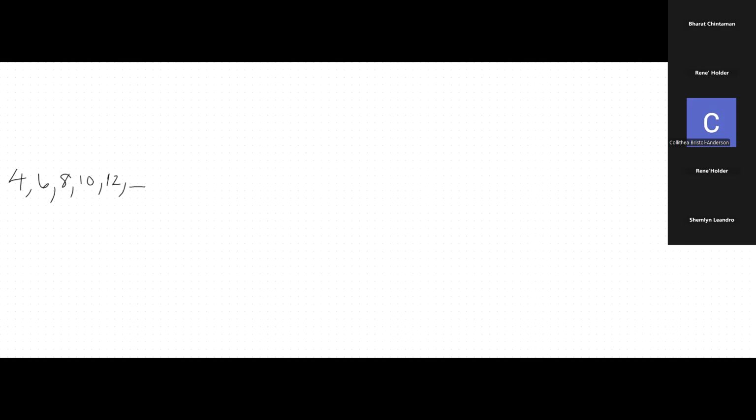Just 2, exactly. We're adding 2 in each case to get to our next term. 4 plus 2 is 6, 6 plus 2 is 8, 8 plus 2 is 10, 10 plus 2 is 12. So to get our sixth term, we add 2 once more and we will get 14. So our sixth term is going to be 14. And that's how we find it.